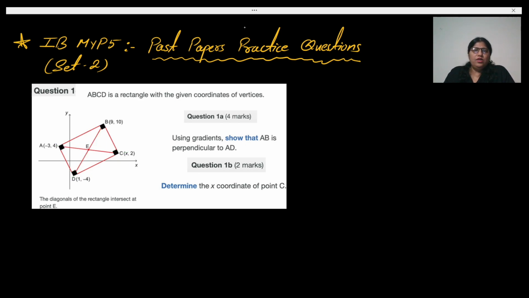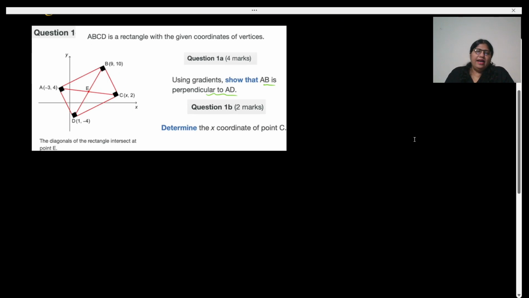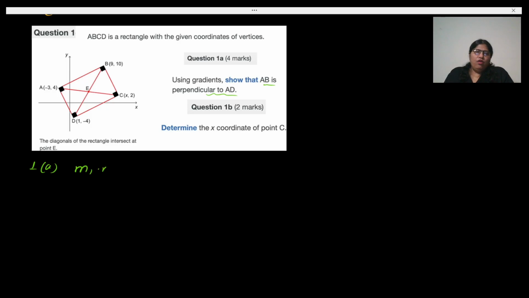So let us see, what is the first part here? It says using gradient show that AB is perpendicular to AD. Now with the figure you know AB is perpendicular to AD, but what is the way to show that the lines are perpendicular? So you know that this is 1A. If I can prove that the product of both gradients is -1, then AB will be perpendicular to AD. That means I have to get the gradient of AB first.